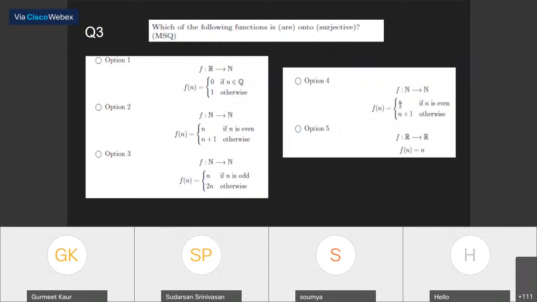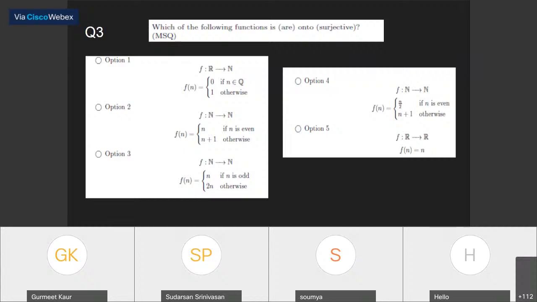Yes, sir. Agreed. So what does it mean? It is not surjective. Why? Because it does not take the number 2. So there is an element 2 in the codomain which is not taken up by the function value. That is, it does not belong to the range. So codomain and range are not the same. So option 3 is also not surjective.